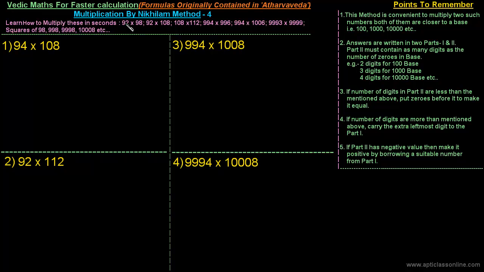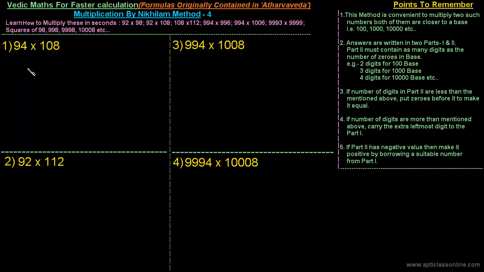In this class, we will extend our discussion of multiplication by Nikhilam method with some more examples. In these examples, we are taking the multiplication of two numbers which are obviously closer to a base, but one number is less than the base and the other one is more than the base in all the four examples. So let's take it one by one.